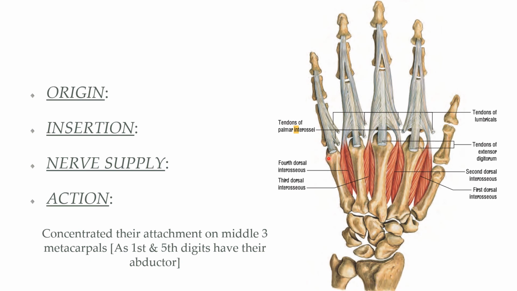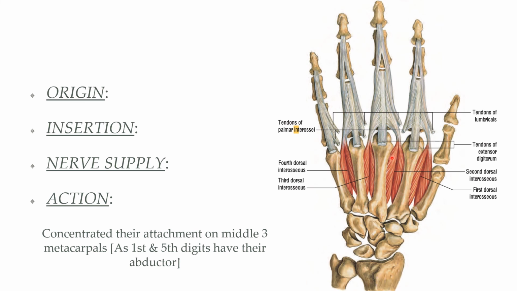Let us start with the dorsal interossei. Remember, they are 4 in number and they are an example of bipinnate muscle. The illustration here shows the dorsal interossei. They take origin from the adjacent sides of the shafts of adjacent metacarpals. Like this is the first dorsal interossei. It takes origin from the medial surface of the shaft of the first metacarpal and from the lateral surface of the shaft of the second metacarpal.